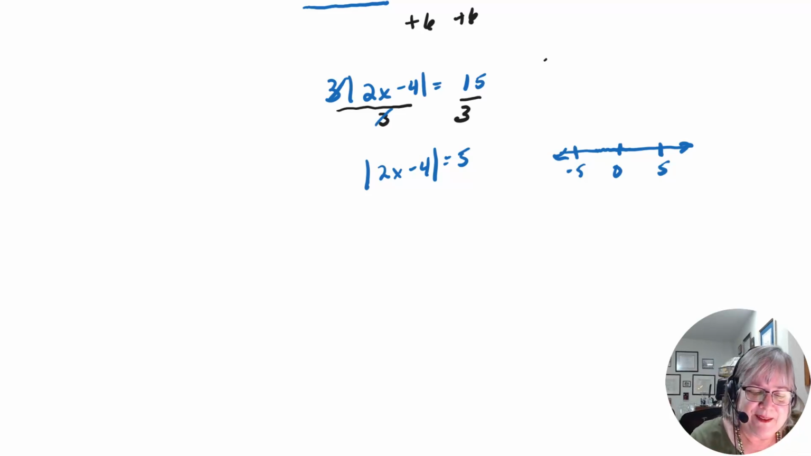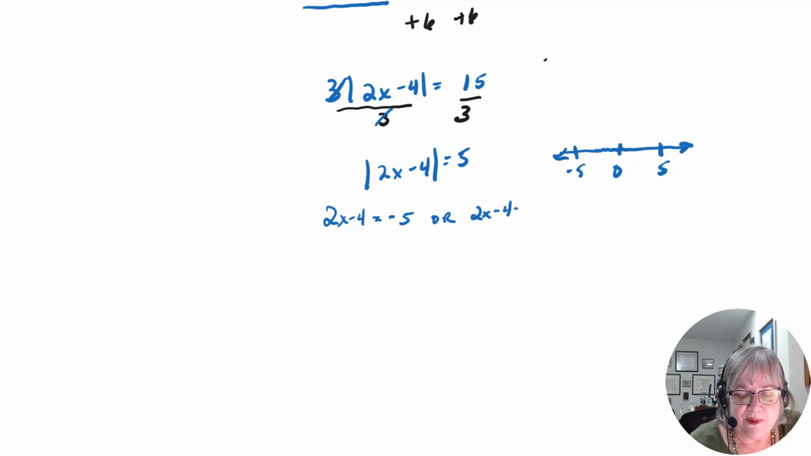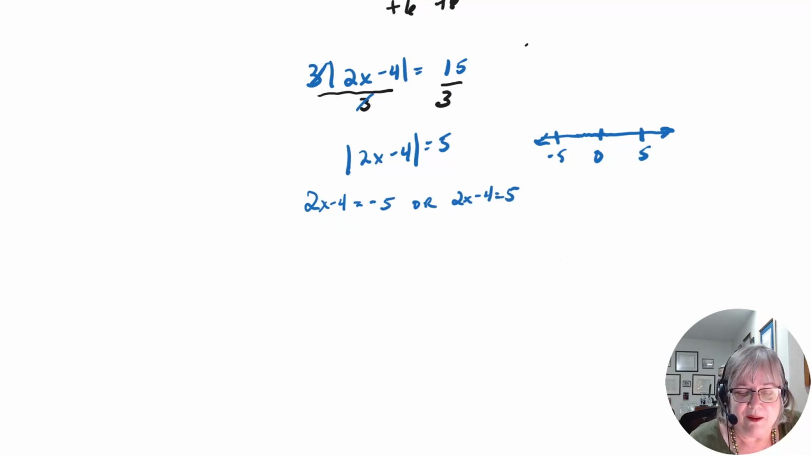All right. So where could 2x minus 4 be? 2x minus 4 could be down here at the negative 5, or 2x minus 4 could be up there at the positive 5. I don't know where they are. So then I'm back to the original list of how do you solve a linear equation. You simplify the left, simplify the right. Nothing to do on this first one. Isolate your variables. So you're going to get rid of the minus 4 by adding. And you would have 2x is equal to negative 1.